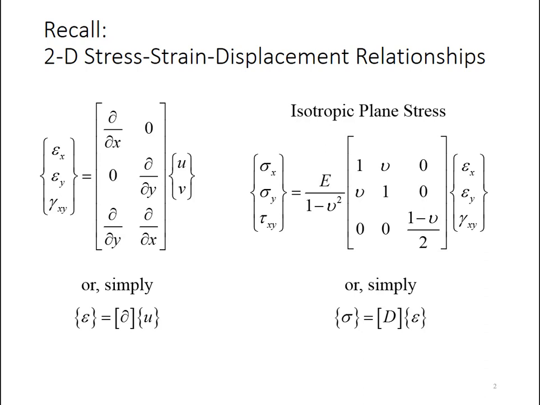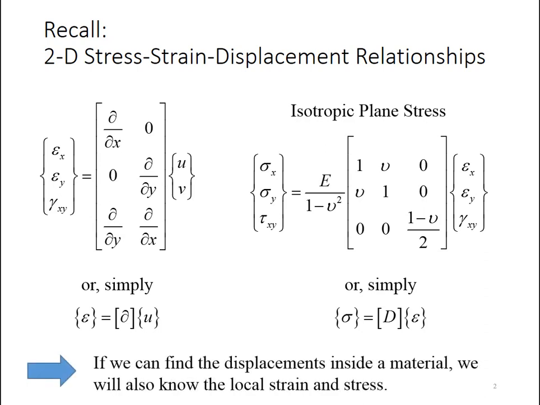And this was the particular one for isotropic plane stress. If you had plane strain, the equation would be different. If it was non-isotropic, then it would be more complicated as well. So those are our 2 fundamental equations. And let's pause for just a moment and think about what this means. It's going to allow us, if we can come up with a method to find displacements inside of a material, we can then go from those local displacements to find the local stresses and strains inside the part.